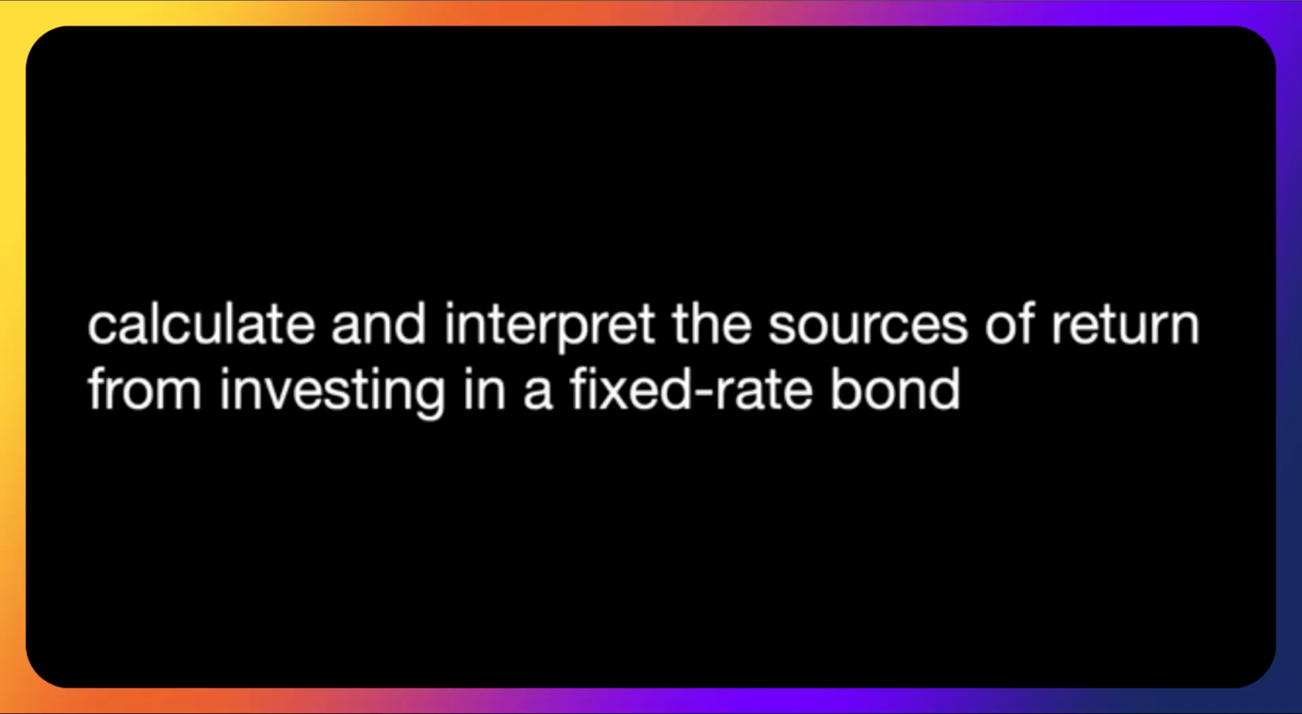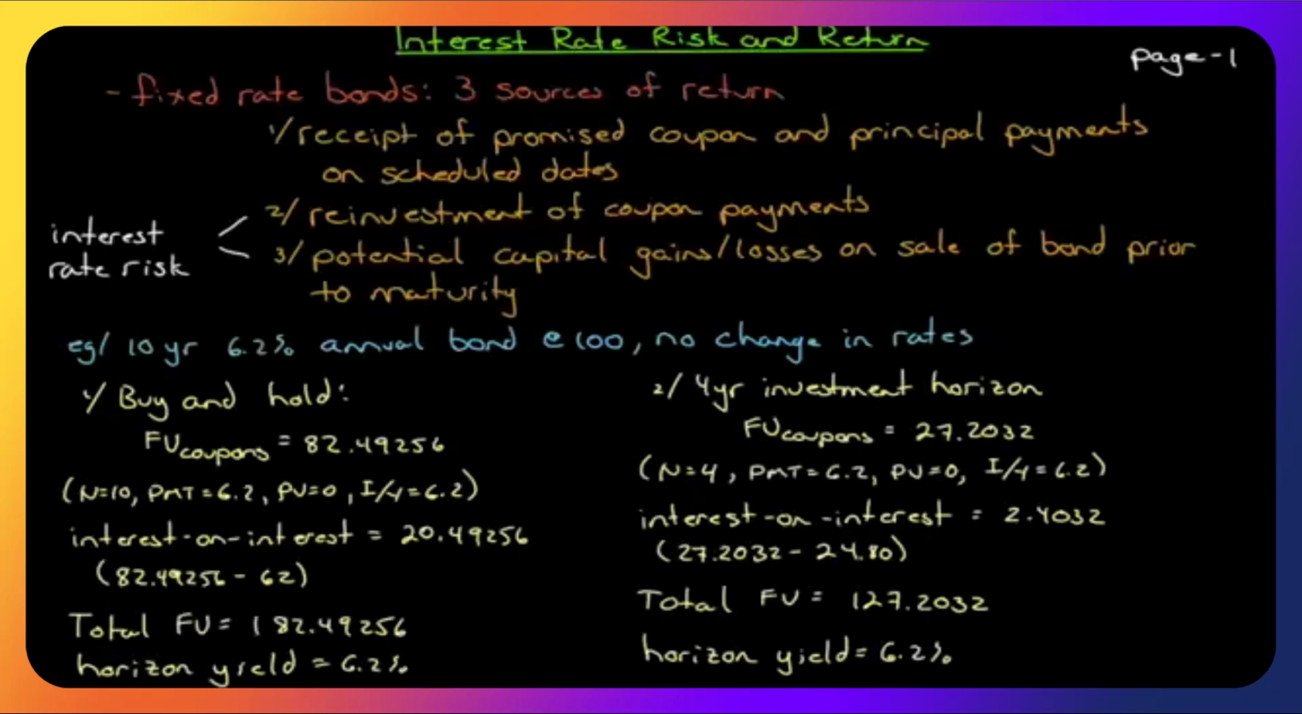Calculate and interpret the sources of return from investing in a fixed rate bond. So we do have a calculate keyword here. There are three sources of return if you're holding a fixed rate bond. Number one, the receipt of promised coupon and principal payments on scheduled dates.